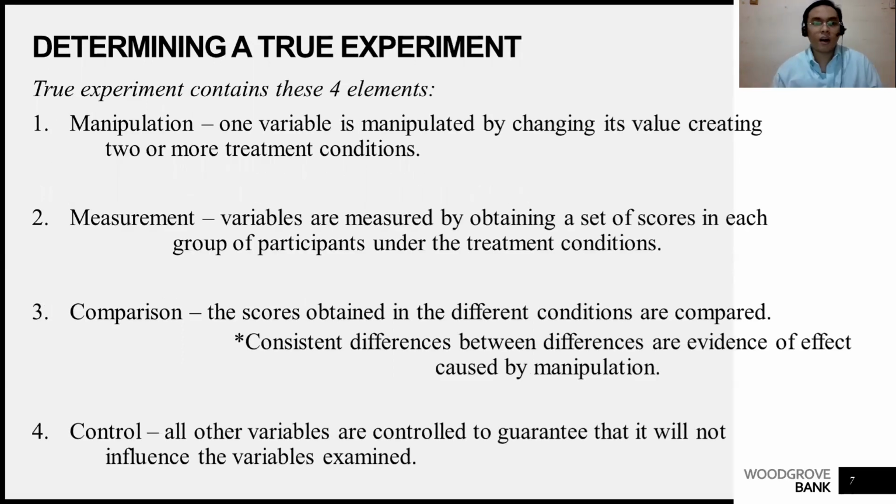So here are the four essential elements of a true experiment. One, manipulation. Manipulation consists of changing the value in order to produce treatment conditions. Two, measurement. Measurement are the variables measured by obtaining a set of scores.